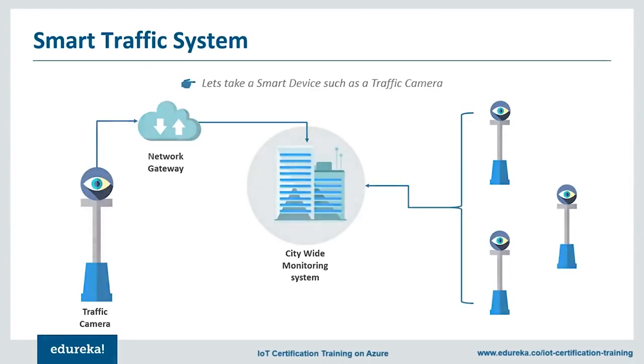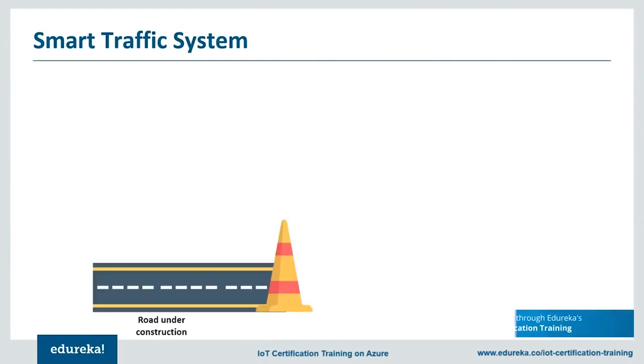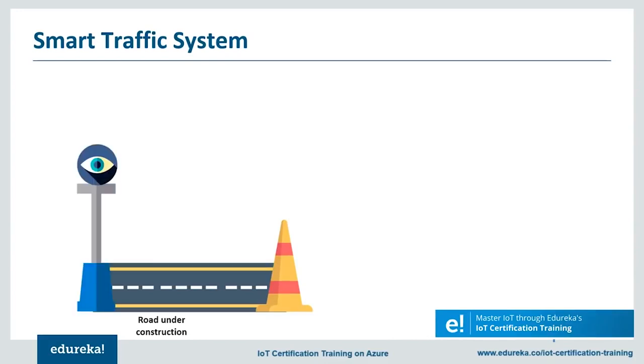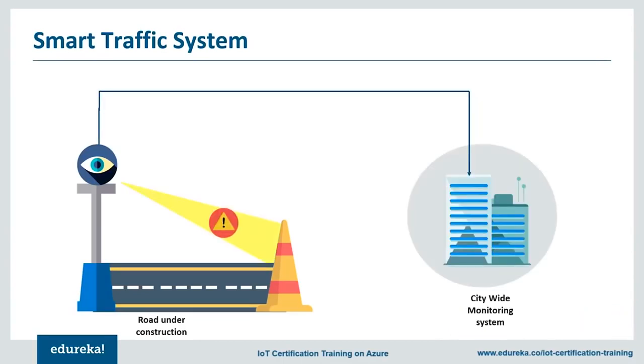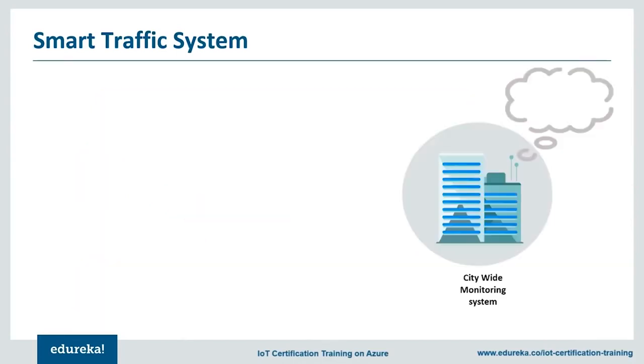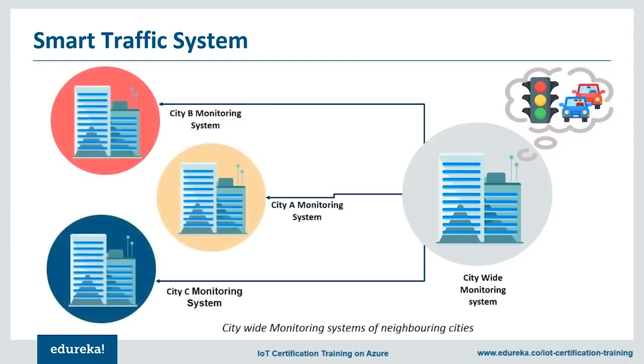Now, where can we use it? So let's say the municipal corporation has decided to repair a road which connects to a highway for more than one city. Now, this could cause a massive congestion. A smart camera could send this insight to the city-wide traffic system. Now, considering this is a smart traffic system, it quickly learns and predicts patterns in traffic. It will analyze the situation, predict its impact, and relay this information to other cities that connect to the highway via their own monitoring systems.